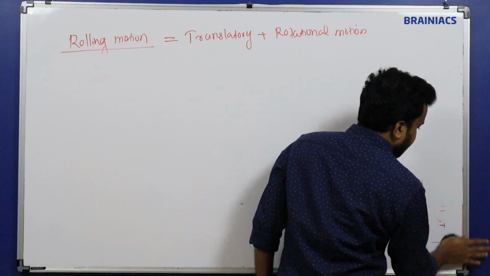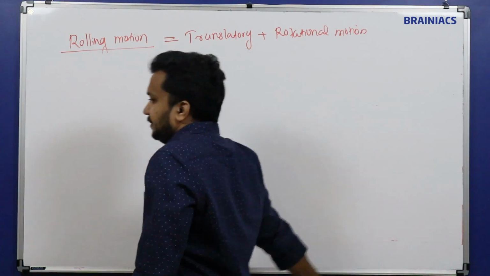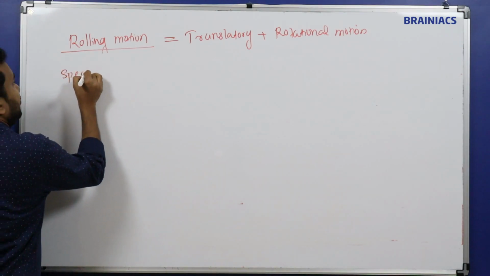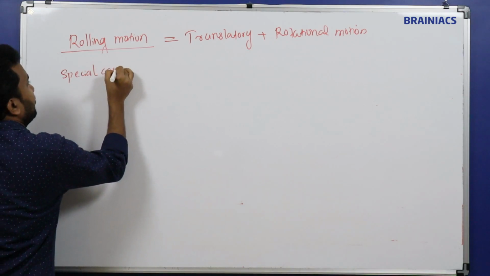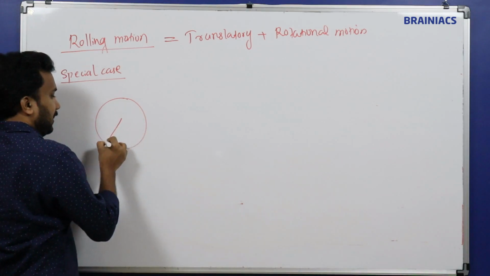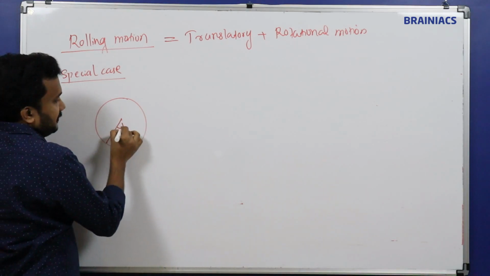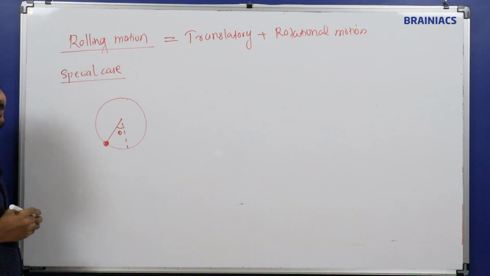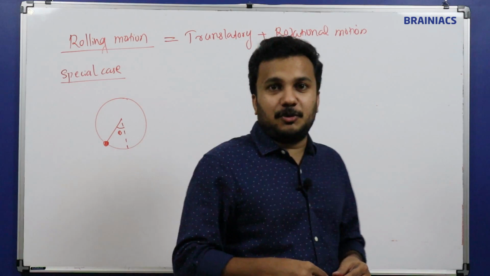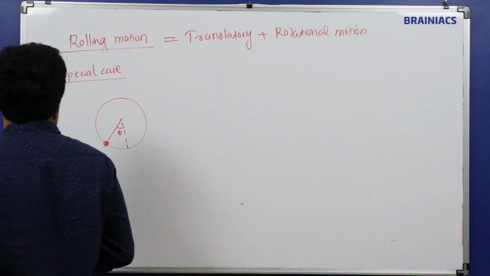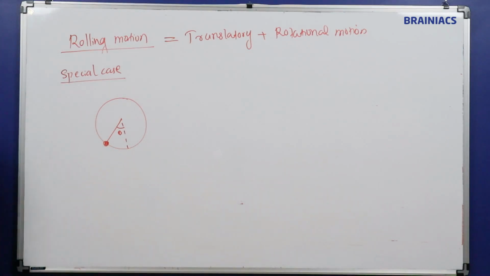Next we'll see a special case. Write a heading called special case. Very special case. What does that special case indicate? The body will be like this, and from the center this makes an angle theta. A body located at an angle theta: it's not at the bottom, not at the left, not at the top, but it makes some angle theta. This will give you some general expressions.